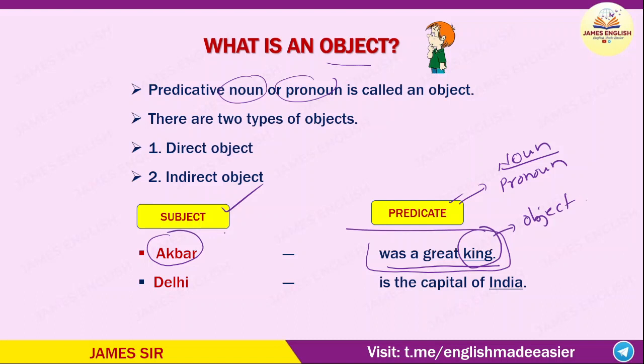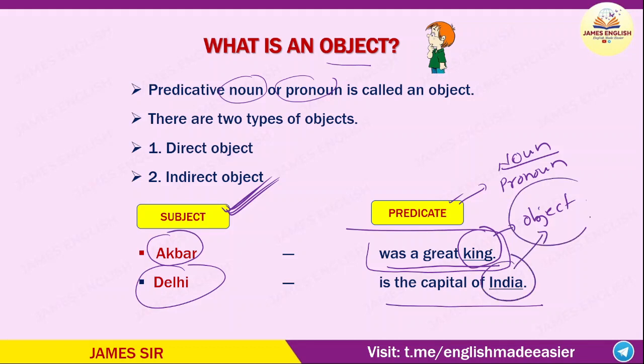Delhi is the capital of India. What is the subject here? Delhi, because we are referring to Delhi. We are talking about Delhi. Then what is the predicate? Is the capital of India. Then we are talking about the object, right? An object is a predicative noun or pronoun. Is there any noun in this particular predicate? Yes, we have. What is that? India. So this India is known as the object.